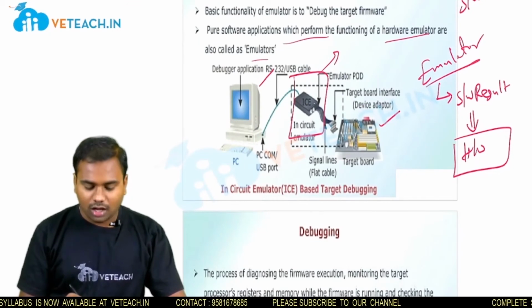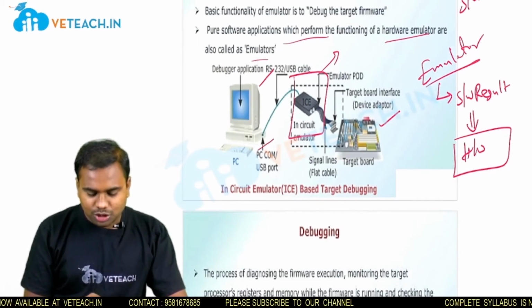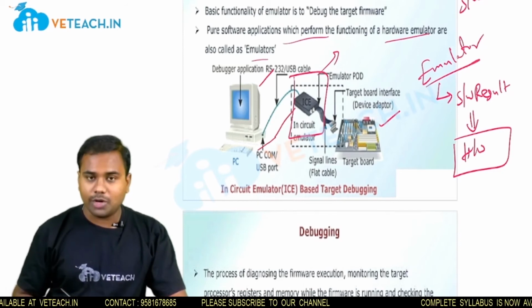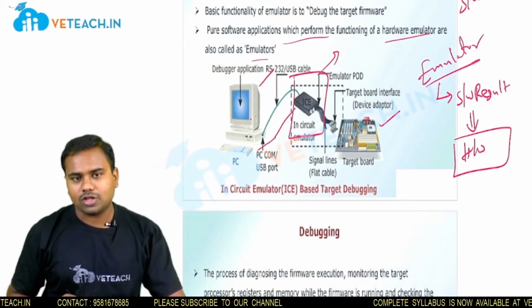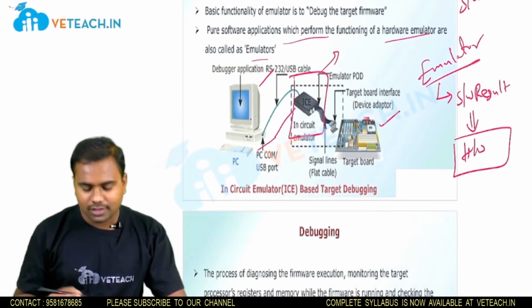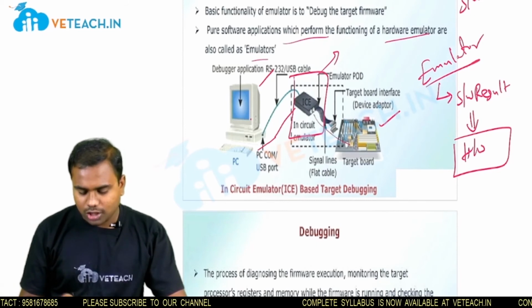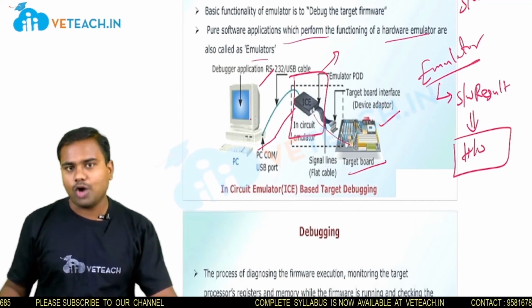If you look at this system, here I am connecting the RS-232 cable to the in-circuit emulator. Between the CPU and the ICE, the in-circuit emulator, there is an RS-232 cable, which means it's a serial communication device, and it will be transferred to the emulator POD. Okay, so this is the target board that we are having.